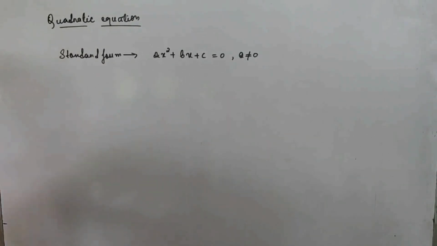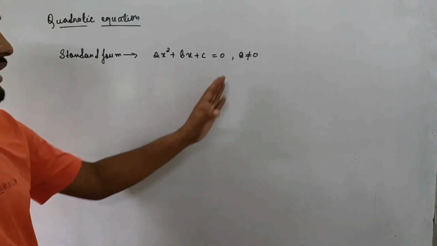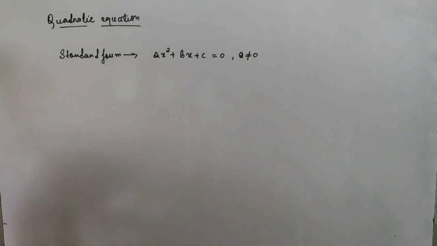So this is the standard form of a quadratic equation, where a, b and c are real numbers, and a is not equal to 0. Okay, so the standard form is this.